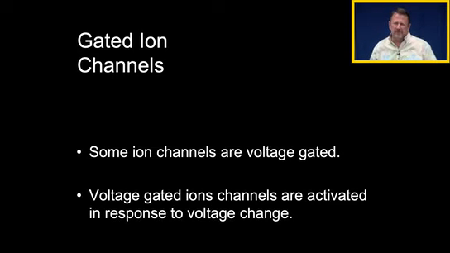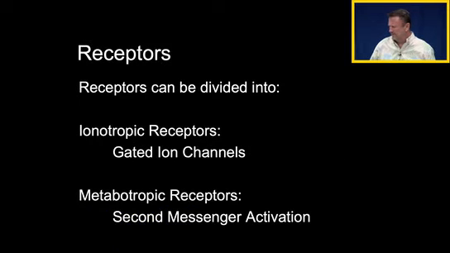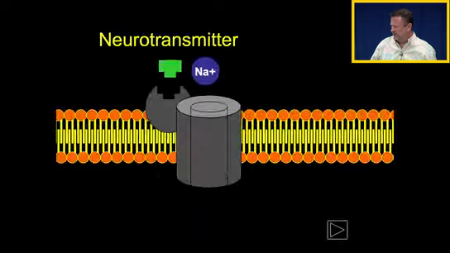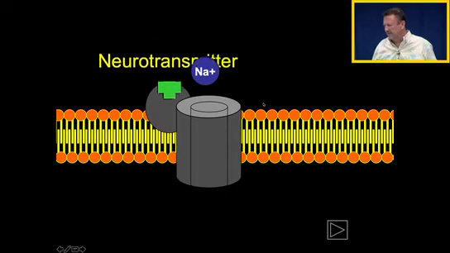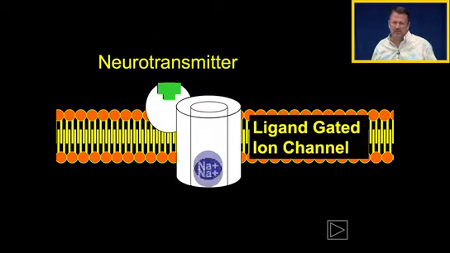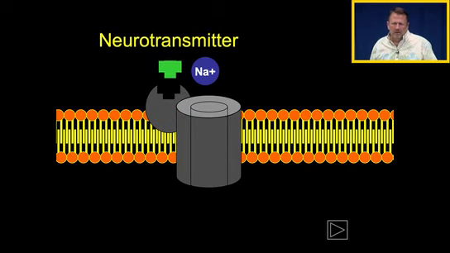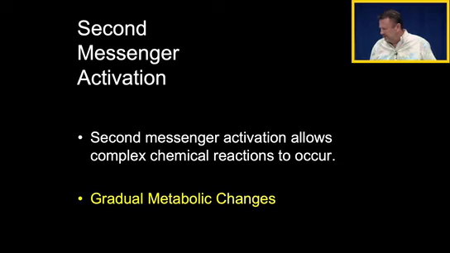We'll talk about the voltage-gated ones later. If it's ligand gated, that means a chemical signal opens it. If it's voltage gated, that means a voltage change opens it. But again, by opening that channel, we can cause an instant voltage change across the membrane. All right, we'll skip all that. We're gonna come back to that.